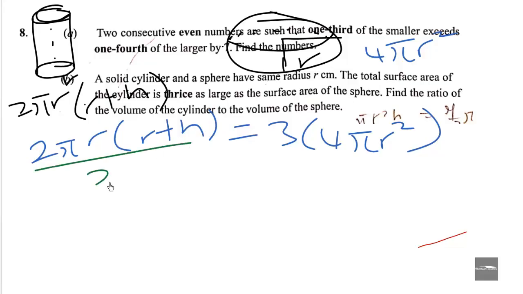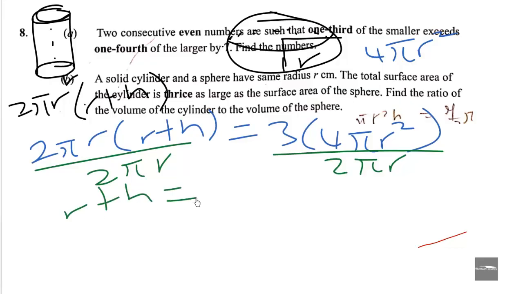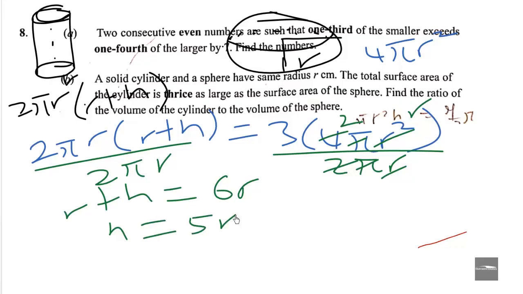If I divide through by 2 pi r, what do I get? I get r plus h is equal to 3 times 4 pi r squared over 2 pi r. The 2 goes into 4 two times, the pi will cancel out, and r squared over r leaves r. So we get r plus h is equal to 3 times 2r, which is 6r. So h will be equal to 6r minus r, which is 5r.